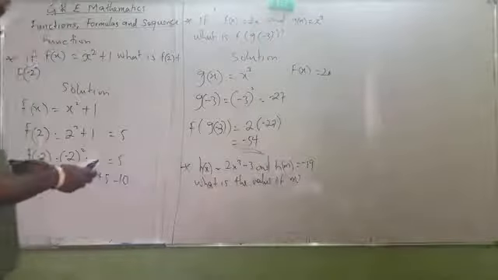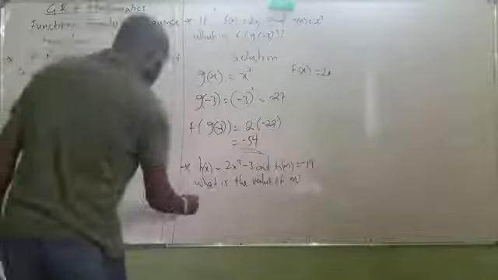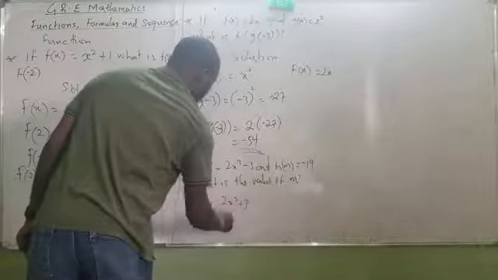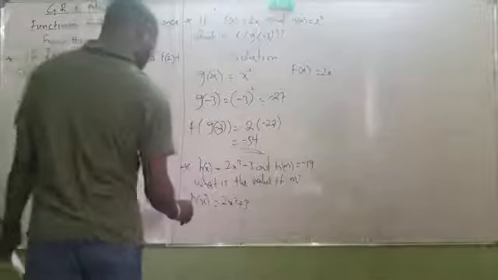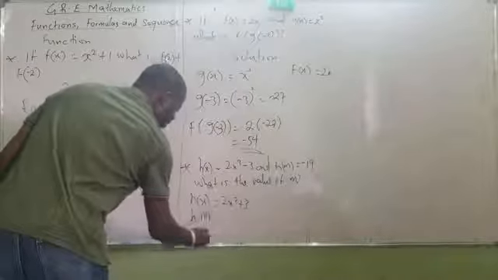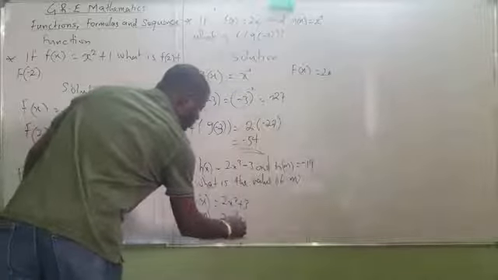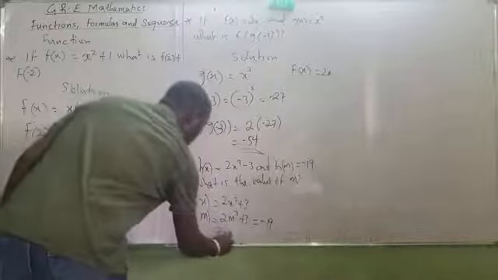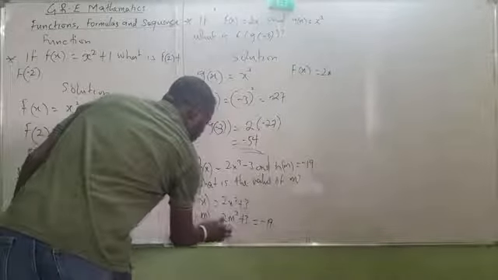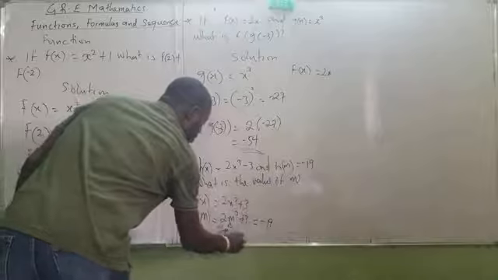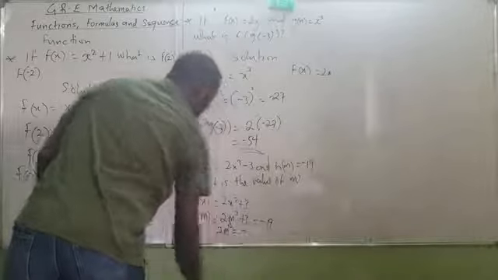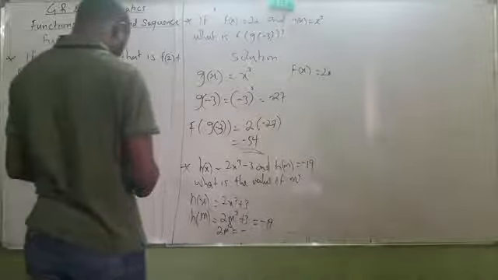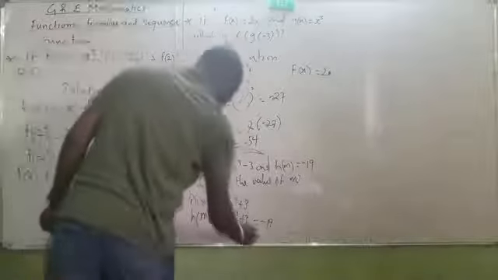Now, this is very, very simple. I was told that h of x equals 2x cubed plus 3. Now, what I'll just do is that my h of m will be equal to 2m cubed plus 3, which is equal to minus 19. Now, I can say that 2m cubed equals, hope I'm not making a mistake, minus 22. That will be minus 22.